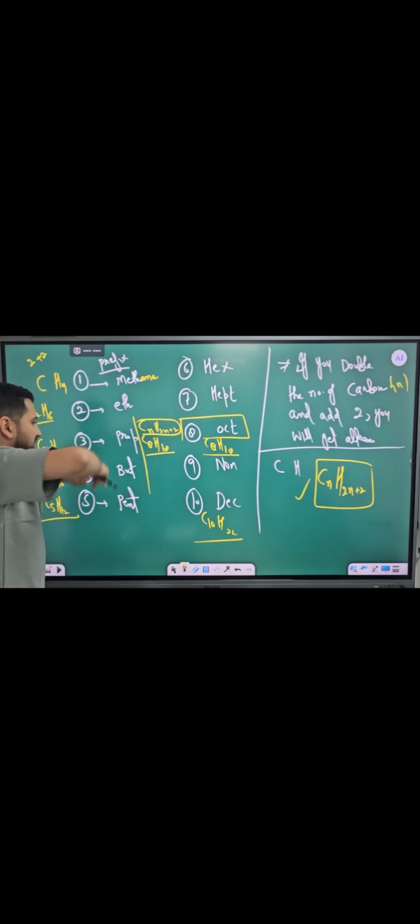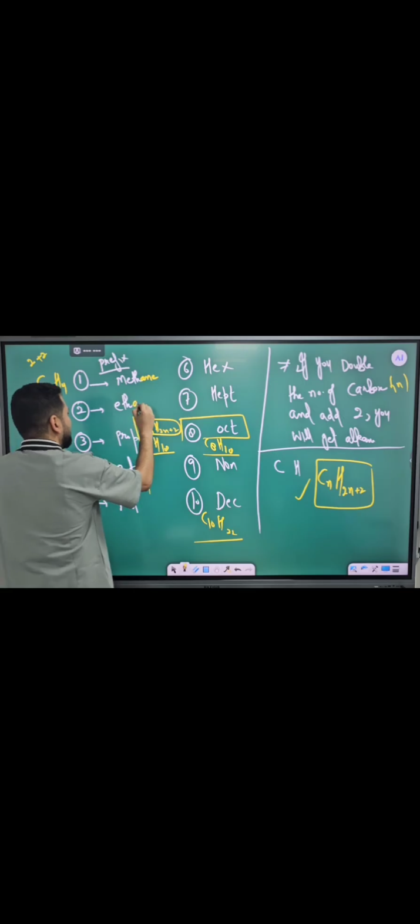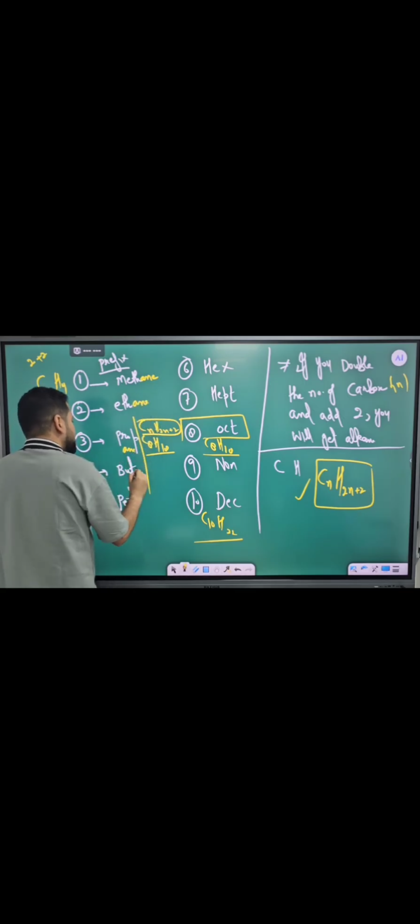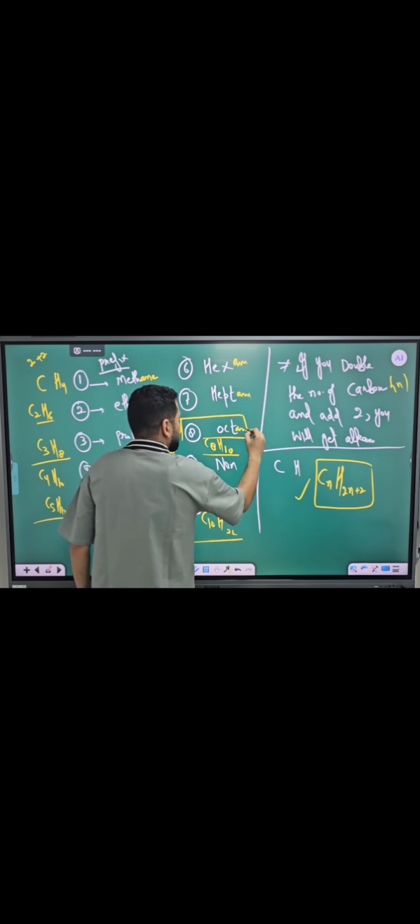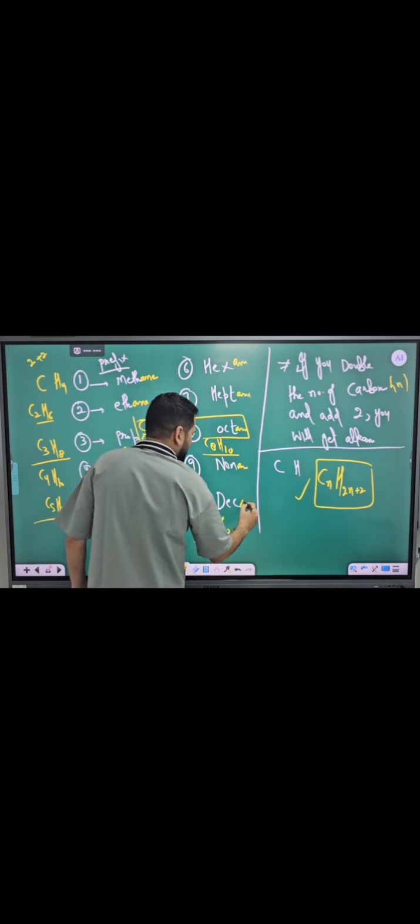And let me tell you, the first 10 alkanes are important for us. And you need to understand this is methane, and this one will be ethane, this one will be propane, this one will be butane, this one will be pentane, this one will be hexane, this one will be heptane, this one will be octane, this one will be nonane, and this one will be decane.